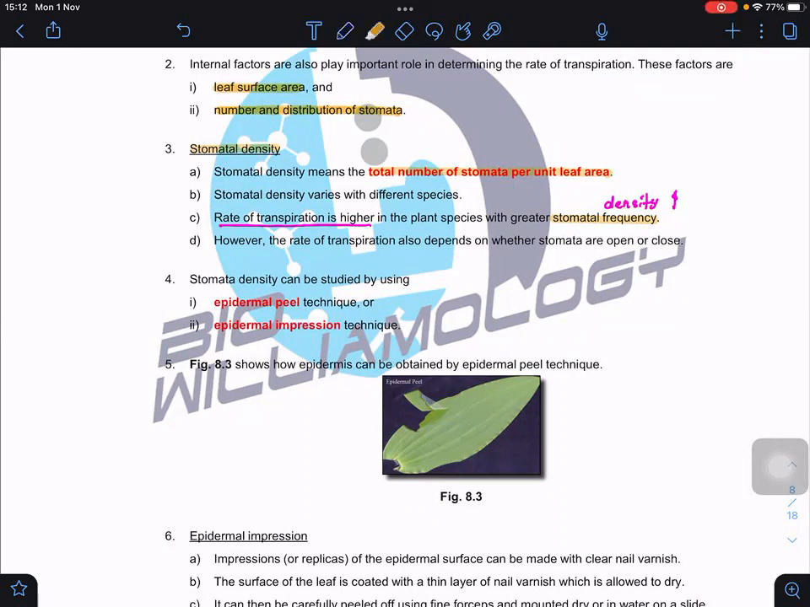If you want to study stomatal density, we can do it two ways. One is epidermal peel, another one is epidermal impression. So what is the epidermal peel? We did this last week. With the leaf of the onion, we peel out the inner layer, the inner epidermis. This peeling is known as the epidermal peel. We peel it out and place it onto the slide, and we will be able to view how many stomata per area. But sometimes it's difficult to peel out this epidermis because it sticks to the second layer of cells.